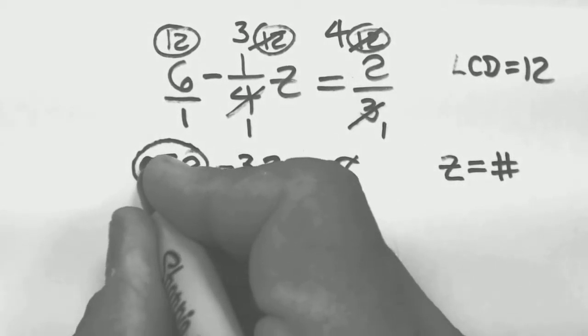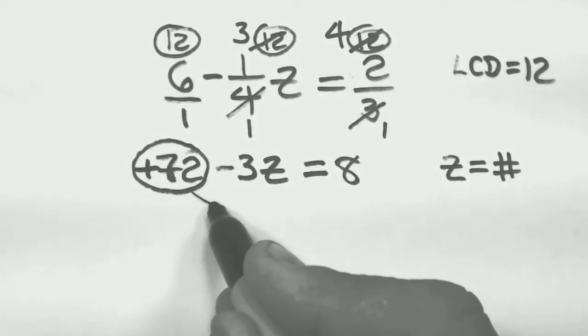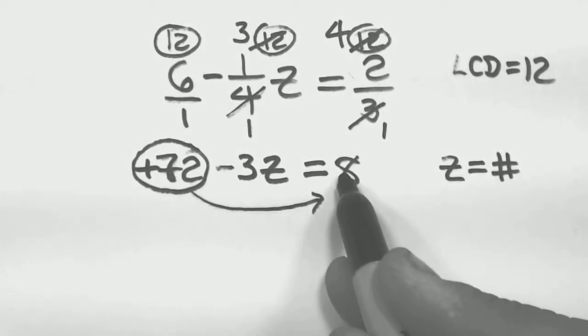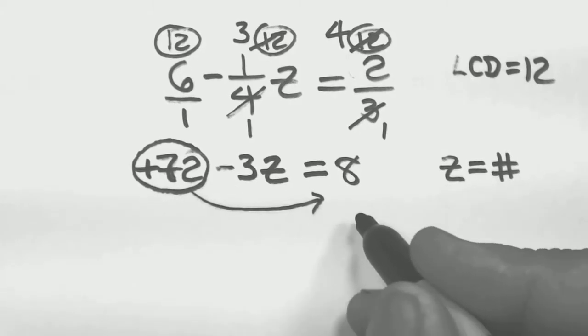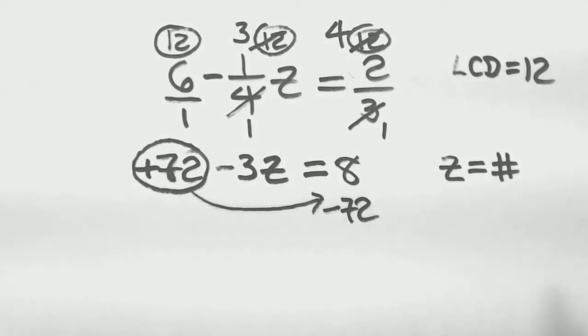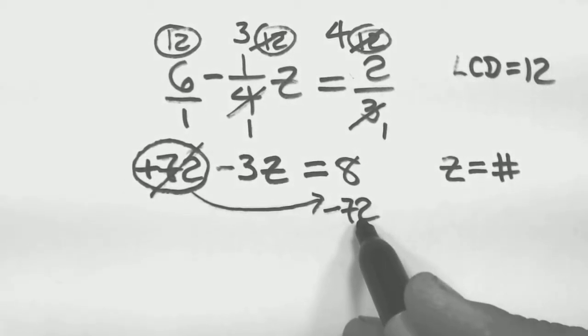Now, officially, that 72 has a plus in front of it, since we didn't see a sign. I need to move it to the other side where numbers belong. And when I jump to the other side of the equal sign, the sign of the 72 changes and it becomes negative 72. So it's been moved. Plus 72 became negative 72.